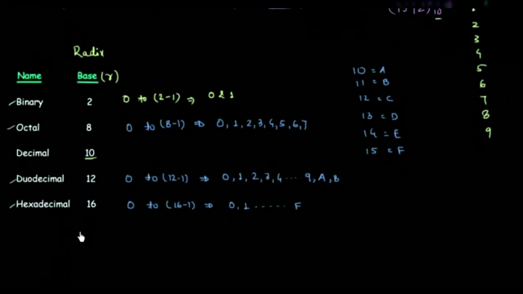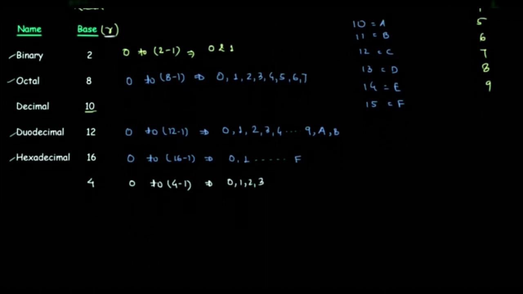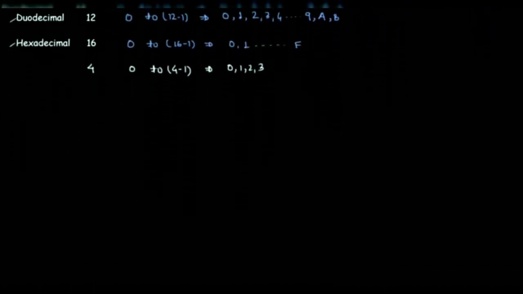We can also have a number system with base 4. In this case, we have 0 to 4 minus 1. So we have 4 distinct digits, and they are 0, 1, 2, 3. Very simple. So if we know the base, if we know the radix, a small r, we can definitely find the different numbers in the number system. Now we will move to the next part of this presentation, in which we will discuss weighted and unweighted codes.